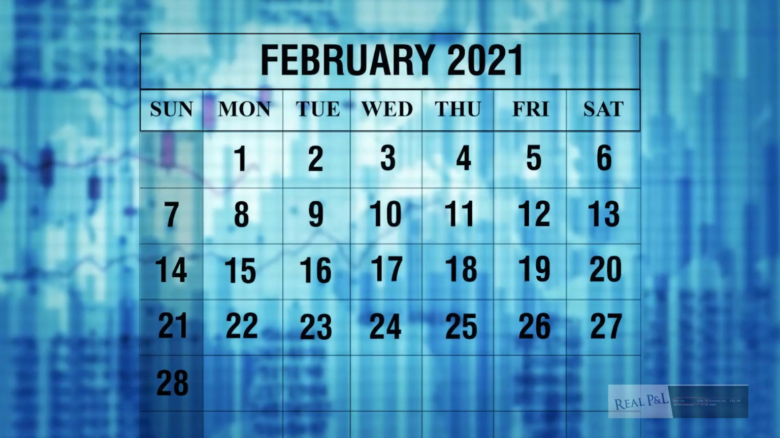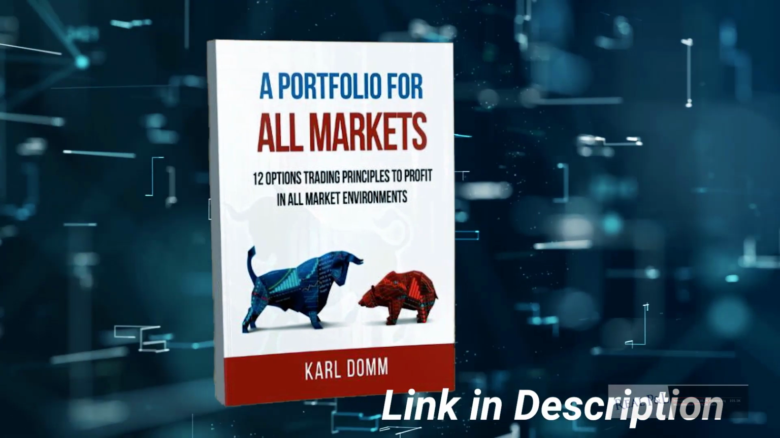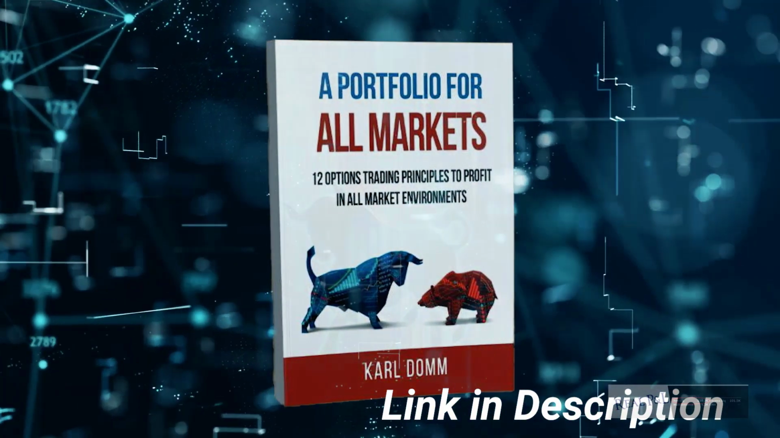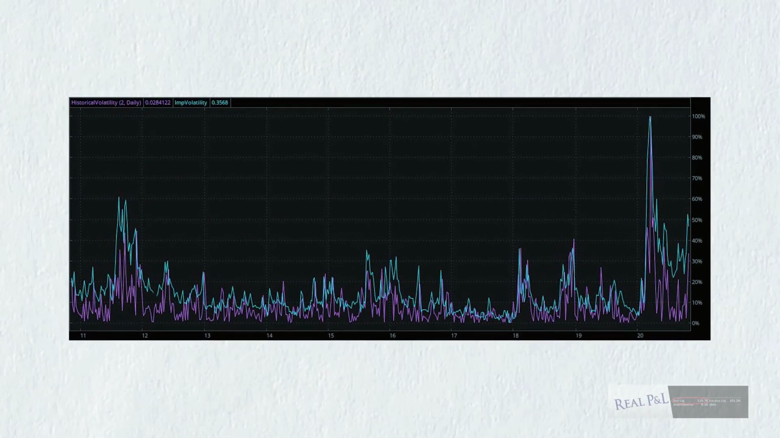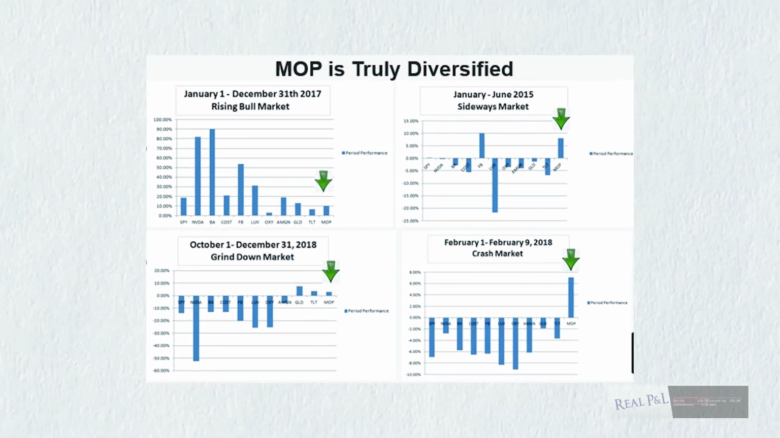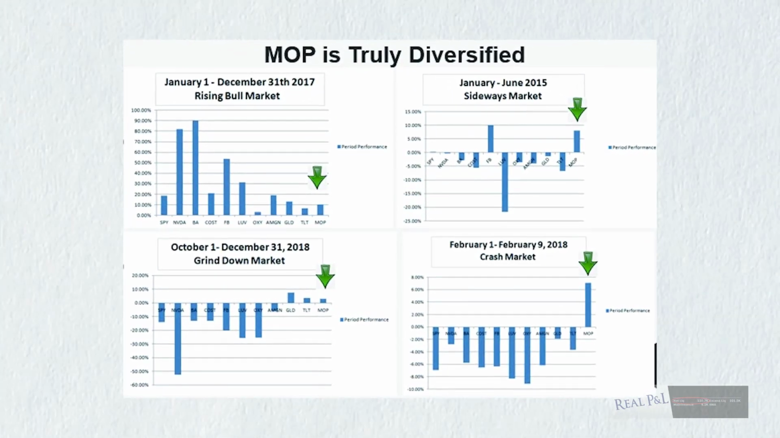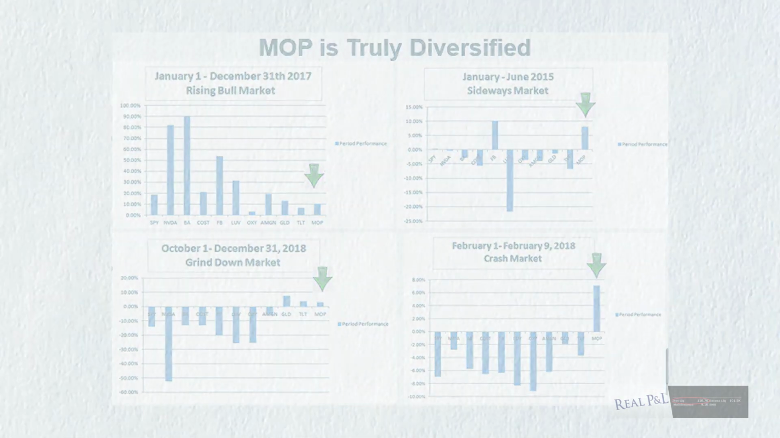My question always is, what type of market was the month? In my book, I go over the 4 types of markets for premium selling options traders. And that is what my 2 separate systems are set up to do. They are set up to take advantage of the difference between implied volatility and actual volatility by selling option premium. Now, the 4 market types are: number 1, the rising bull; number 2, the sideways market; number 3, the grind down market; and number 4, the crash market. So let's take a look at February 2021.